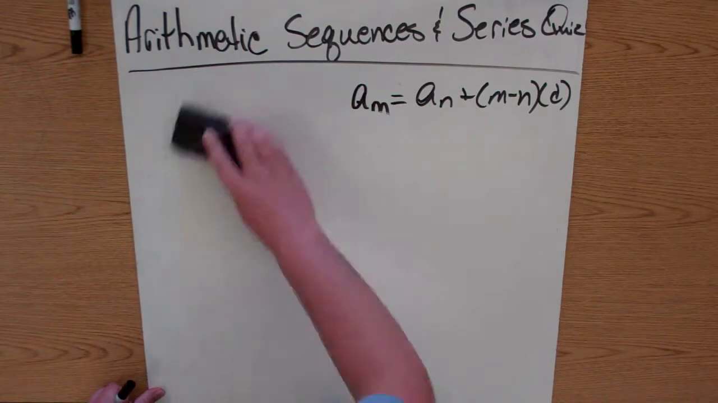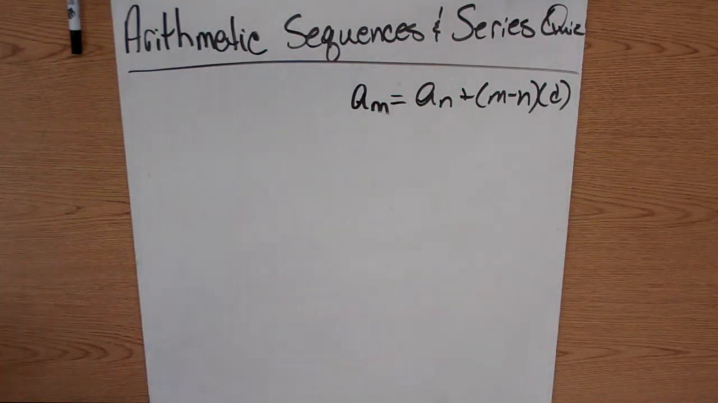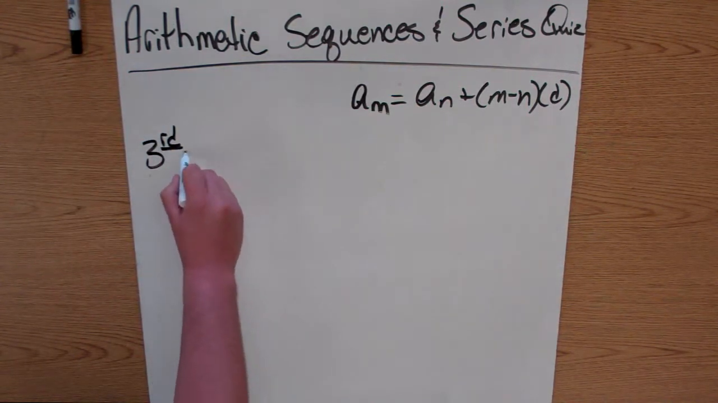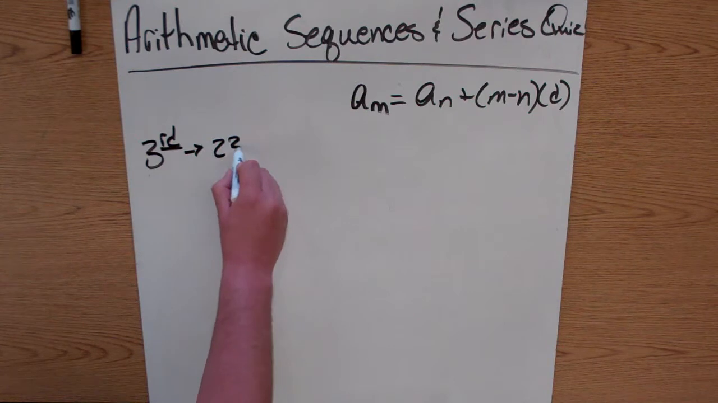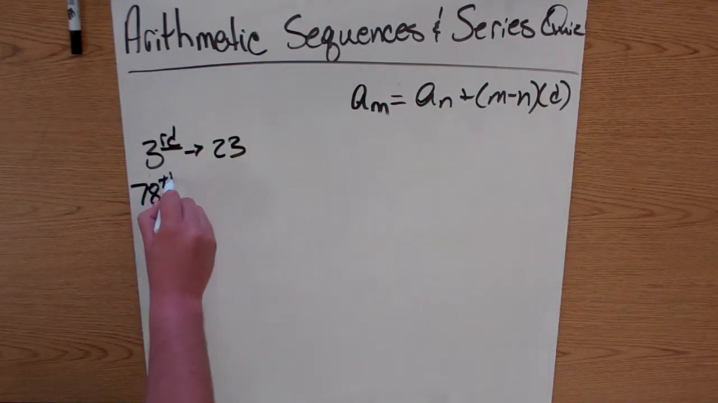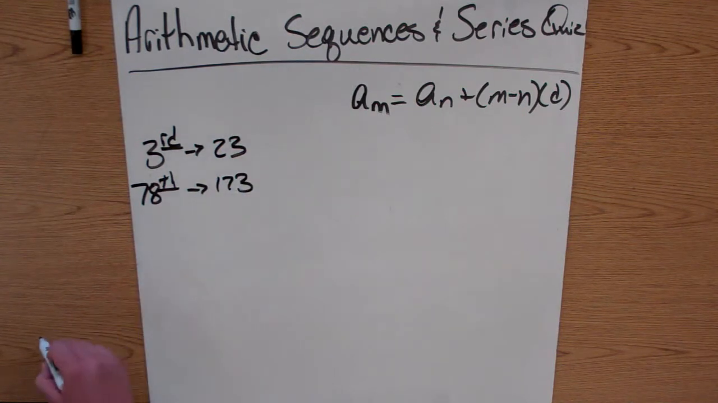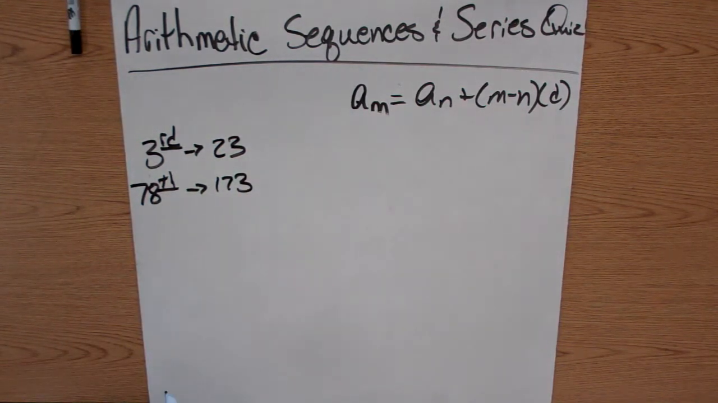Number 4. The third term in an arithmetic sequence is 23. The 78th term in an arithmetic sequence is 173. What are the first 5 terms of the sequence?